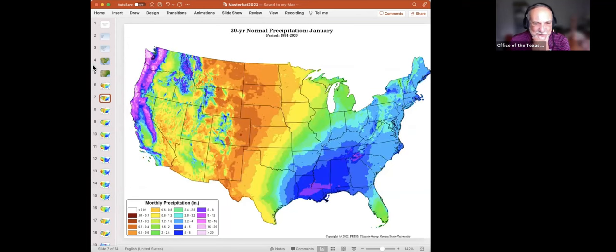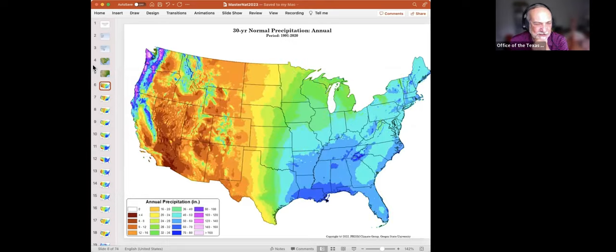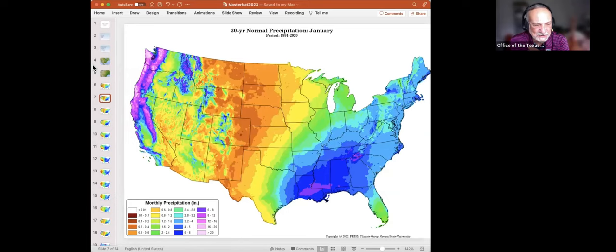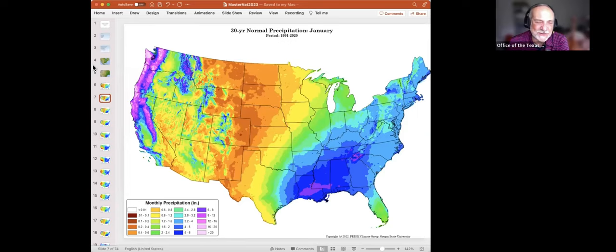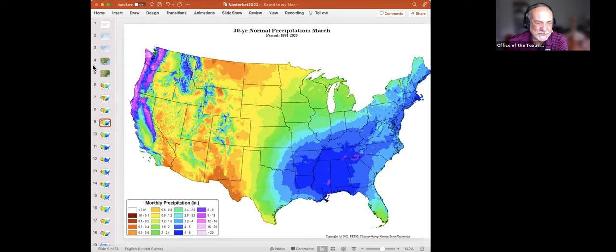If we go through the annual cycle, we'll see some interesting variations. First off, this looks about similar to the annual map, right? A little bit of a difference in angles and so forth, except instead of a factor of 8 difference in rainfall from west to east, now we've got a factor of about 20, from less than half an inch in a typical January in West Texas to over 5 inches in far eastern Texas. And that variation persists as we go forward month to month.